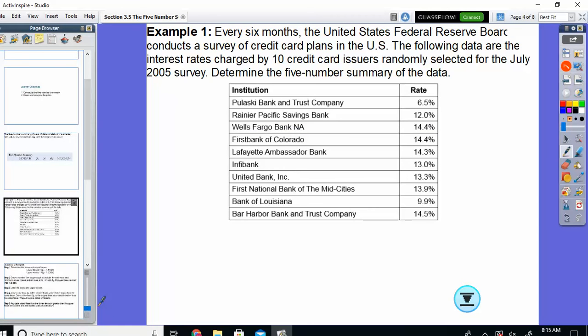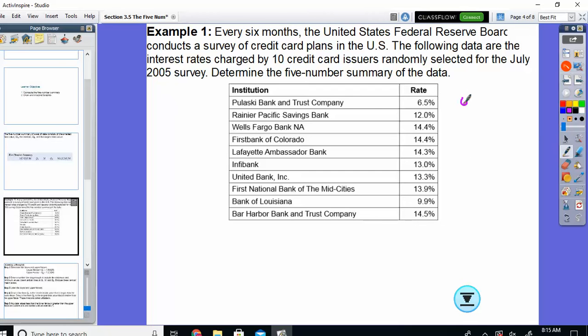So here is our first one. Every 6 months, the United States Federal Reserve Board conducts a survey of credit card plans in the U.S. The following data are the interest rates charged by 10 credit card issuers randomly selected. Determine the 5-number summary. So if I'm going to do the 5-number summary, your maximum, your minimum, your quartiles, what should I do with this data first? Well, let's do one by hand before we do one on the computer. Lowest to highest. Yes, we have to go lowest to highest.